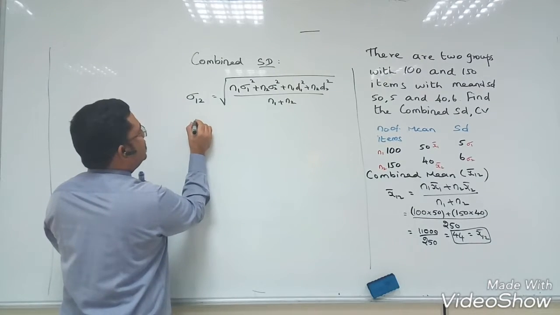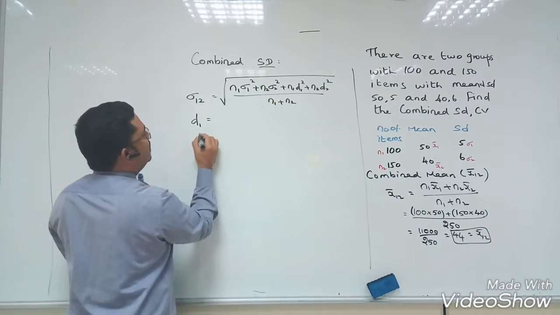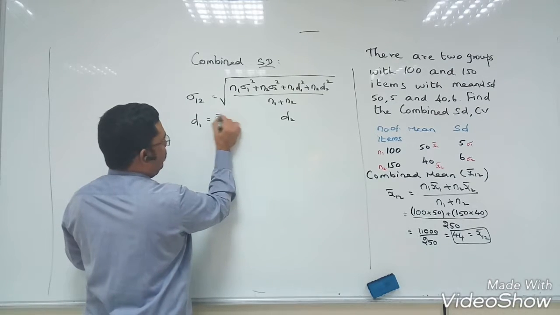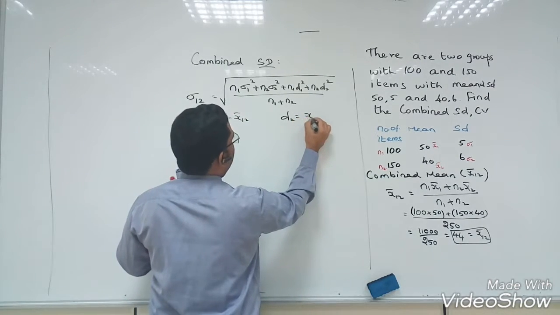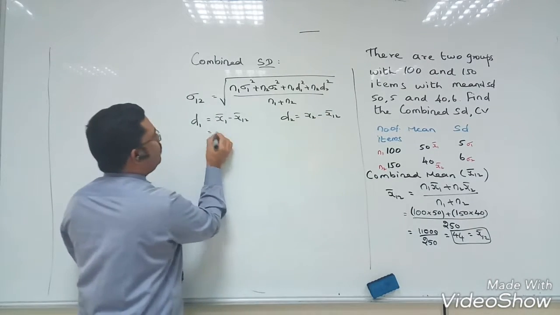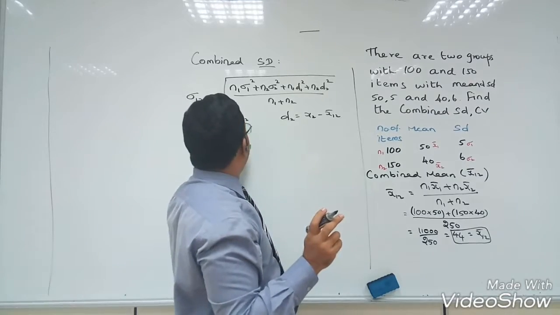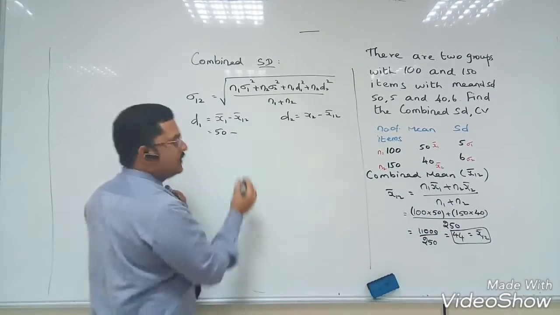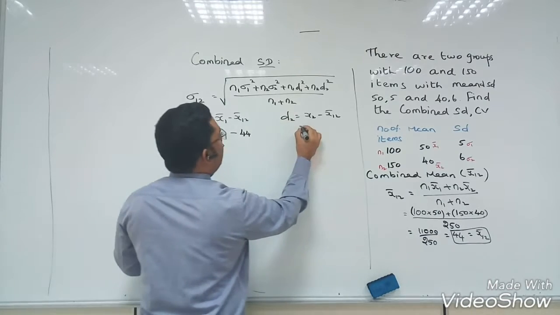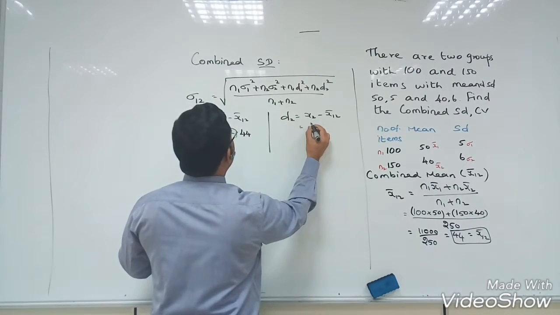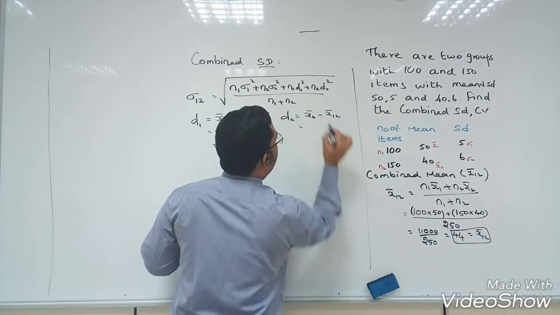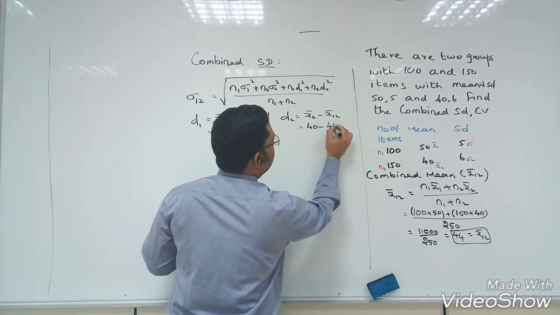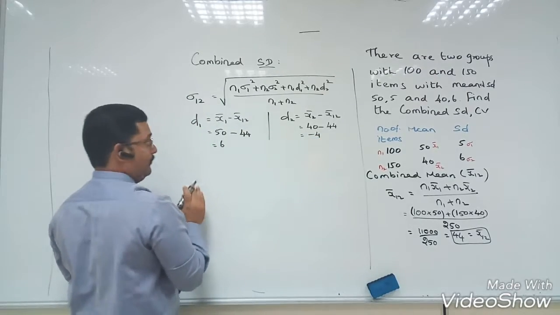Again, there is a special notation and a rule for D1 and D2. For D1, it is X1 bar minus X12 bar, and for D2 it is X2 bar minus X12 bar. X1 bar, the arithmetic mean of the first item, is 50, minus X12 bar, which we found is 44, which is equal to 6. Here also the same calculation: X2 bar is 40, and X12 bar we found is 44, which gives minus 4.